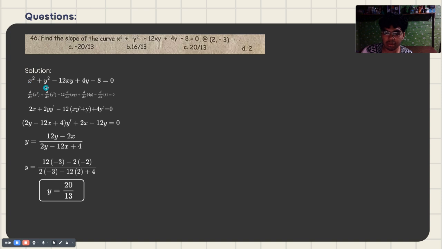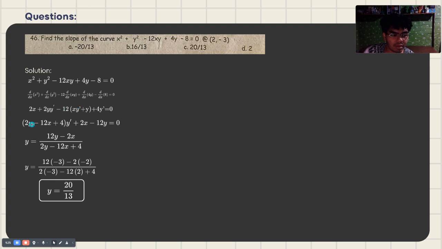So this is our slope, and we differentiate first. Both sides. So d over dx times x squared plus d over dx y squared minus 12 d over dx times xy plus d over dx times 4y minus d over dx times 8 equals 0.